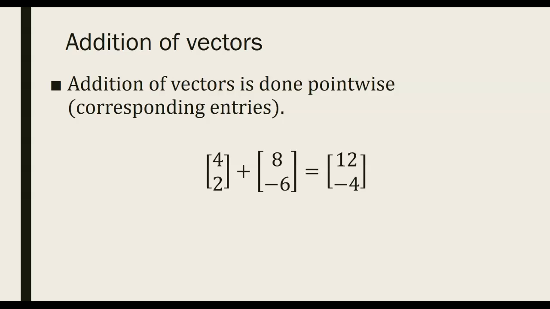So we're adding entry-wise. If I add 4, 2 to 8, -6, I take the first entry in the first row from my first vector, add it to the first entry in the first row of my second vector, and that gives me the resulting entry. So we're going to do 2 plus -6 becomes -4. 4 plus 8 becomes 12.